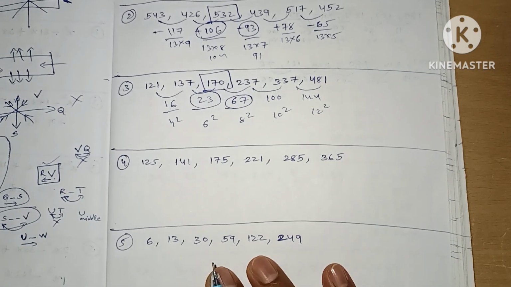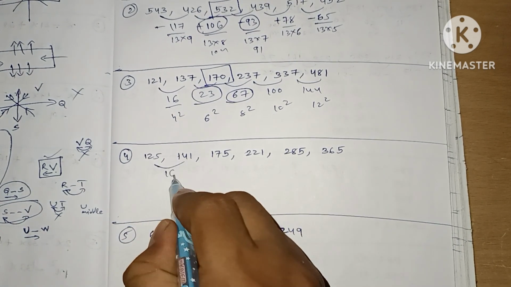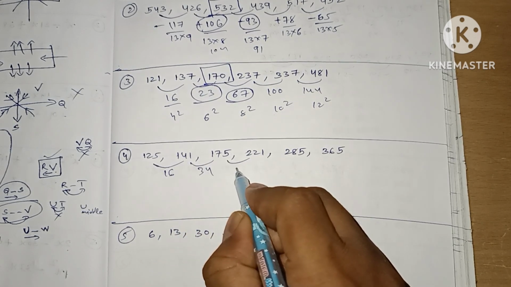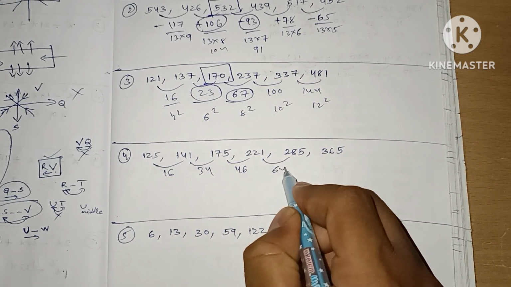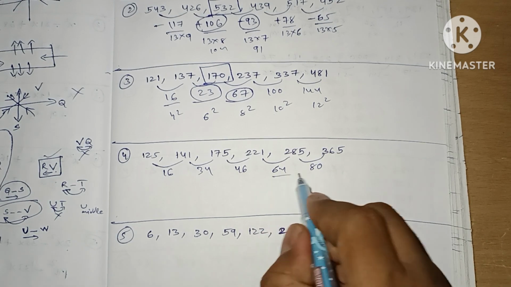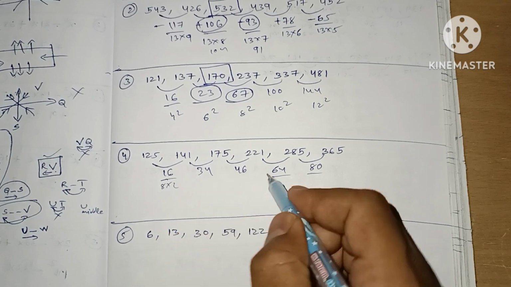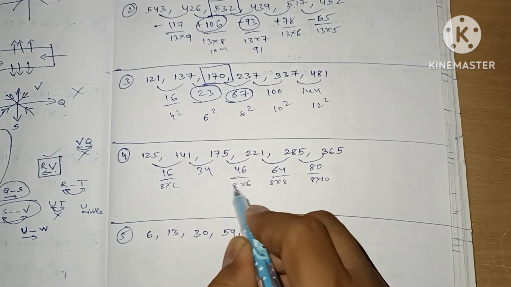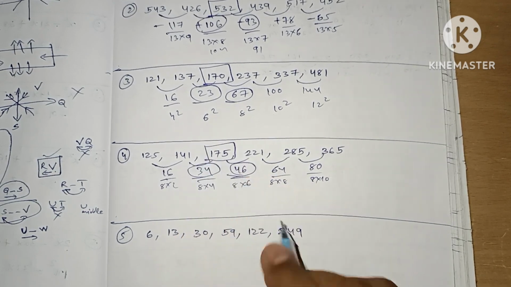Okay, next fourth question. Let's see the differences between these two. Here the difference is 16. Here the difference is 34. Here the difference is 46. Here the difference is 64. Here the difference is 80. So I know these numbers are 8 table. 8 2 times, 8 8 times, 8 10 times. So it must be 8 6 times and it must be 8 4 times. These are wrong. So our wrong number is this one.